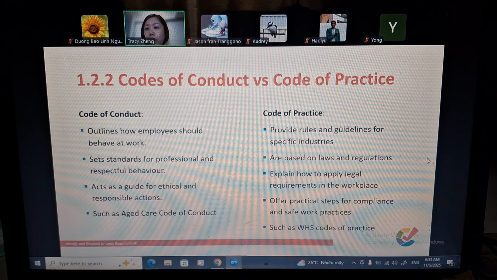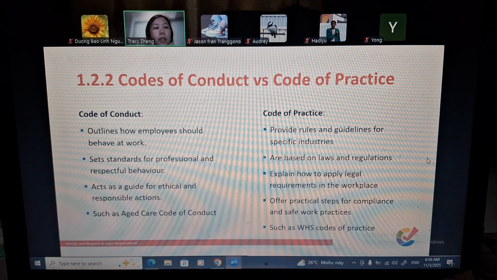Probably you guys are aware that we do have the aged care code of conduct, right? I'm also going to show you that. It lists, for you working in aged care, what is your proper behavior and what you need to do to follow this code of conduct.